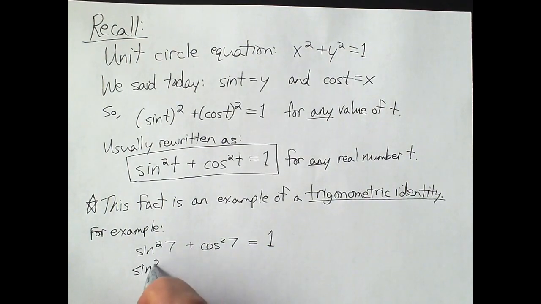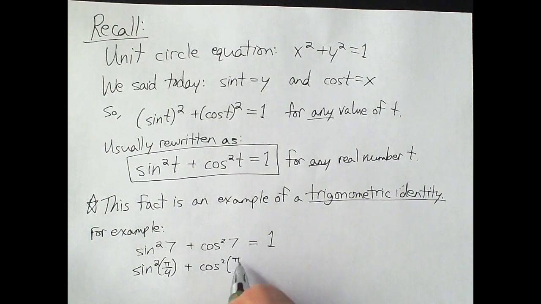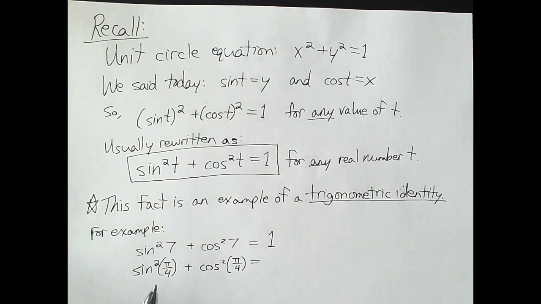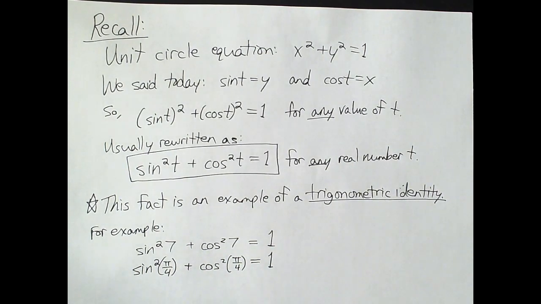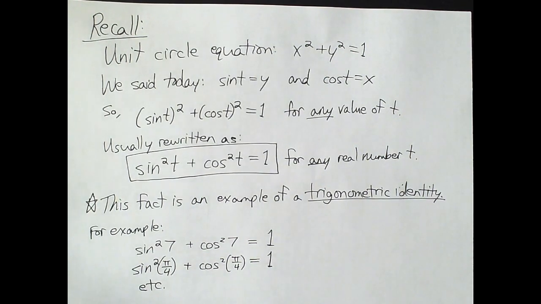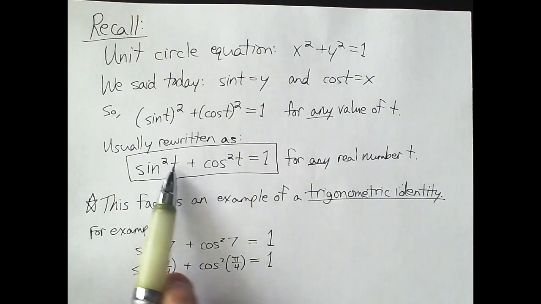If I said, what's sine squared of pi over 4 plus cosine squared, let's put some parentheses here, of pi over 4. Now, I do know what sine of pi over 4 is. So we could figure out what sine of pi over 4 is and then square it. We could figure out what cosine of pi over 4 is and then square it. According to this trig identity, it's guaranteed that that's going to add up to 1. I'll just say etc. This says any real number t. You could put in 0. This would still be true.